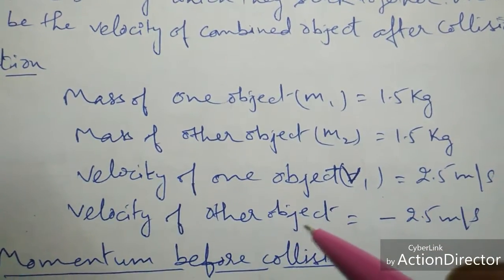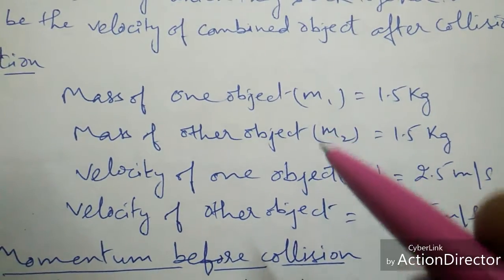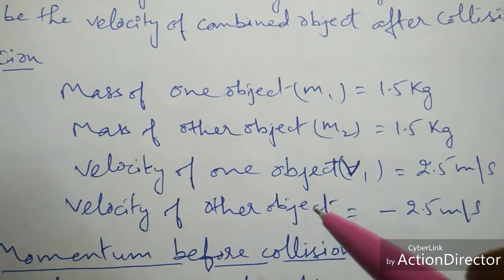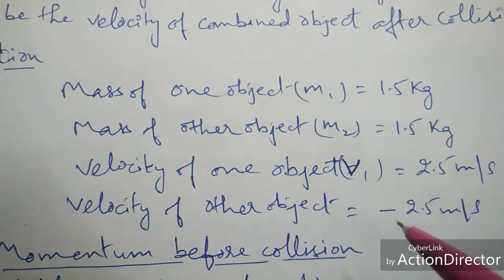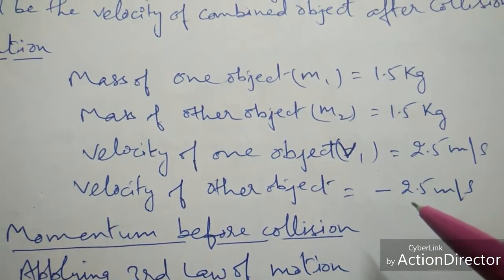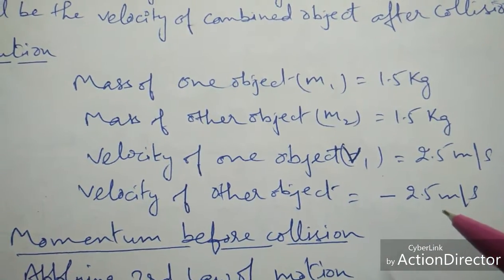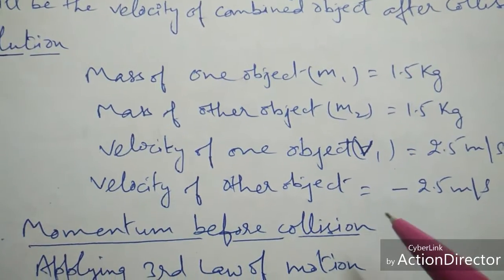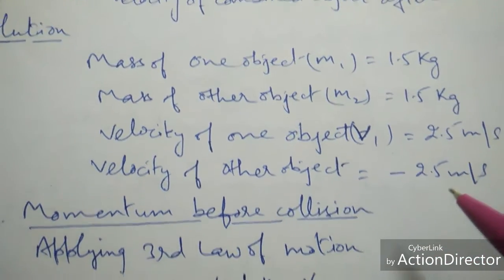The velocity of the other object, because the velocity of both of these objects is the same, but here I have put the minus sign, which shows that they are moving in the opposite direction. So the velocity of the other object is minus 2.5 meter per second.